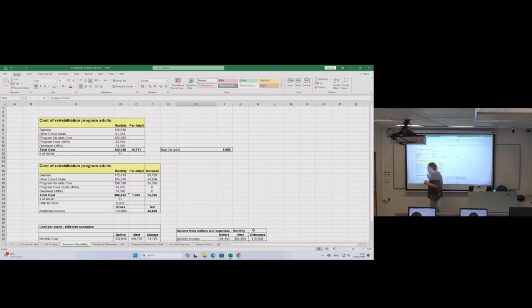And in this average cost, there are a lot of components that remain fixed, even if we add more clients. Like we saw already, the program fixed cost remained fixed, the overhead remained fixed, but also in terms of salaries, if we double the number of clients, we do not necessarily double the number of employees. Okay, we have to increase the number of employees, but usually by less than the increase in the number of clients.